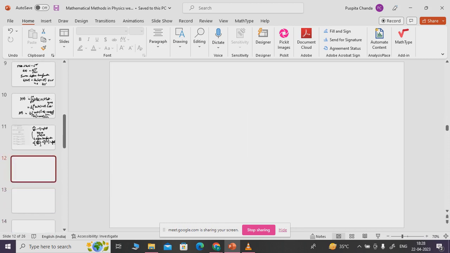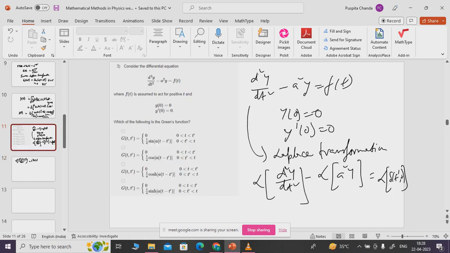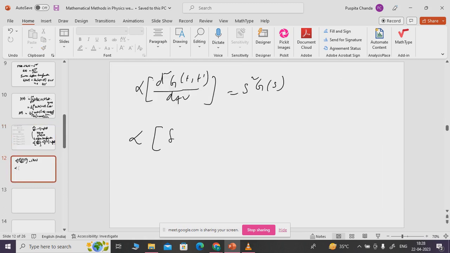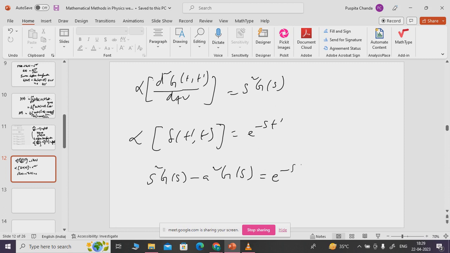Let's go back to this problem, that is d square g of t dash dt square minus a square g, and L of delta t minus t dash is equal to e to the power minus s t dash. So plugging in all this into the actual equation, we get s square gs minus a square gs is equal to e to the power minus s t dash. So gs is equal to e to the power minus s t dash over s square minus a square.